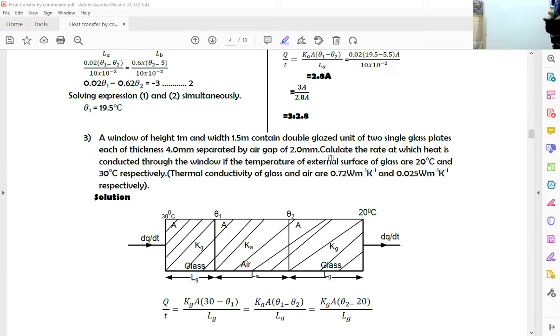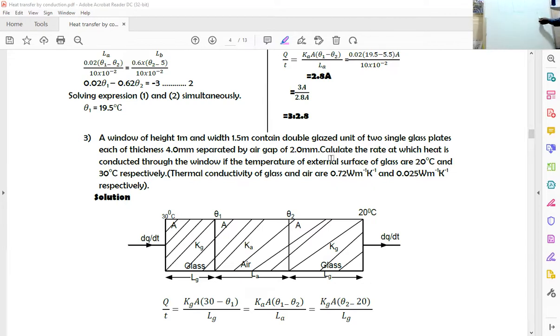1 meter height and then width 1.5. That means the area of this window here, A, is going to be equal to 1 times 1.5, which is equal to 1.5 meters squared. That is the area. It contains a double glazed unit of 2 single glass plates, each of thickness 2 millimeters.